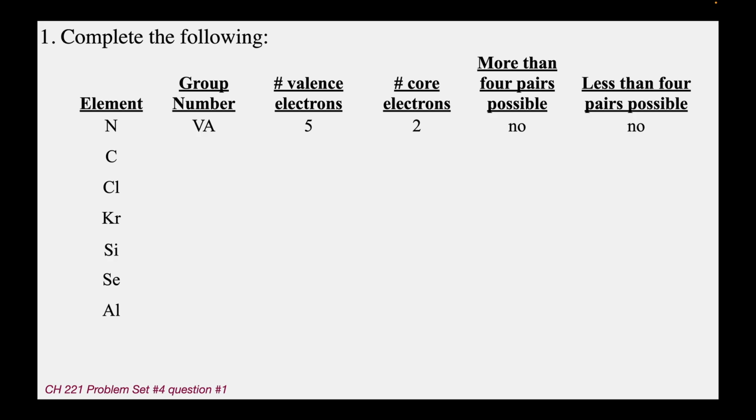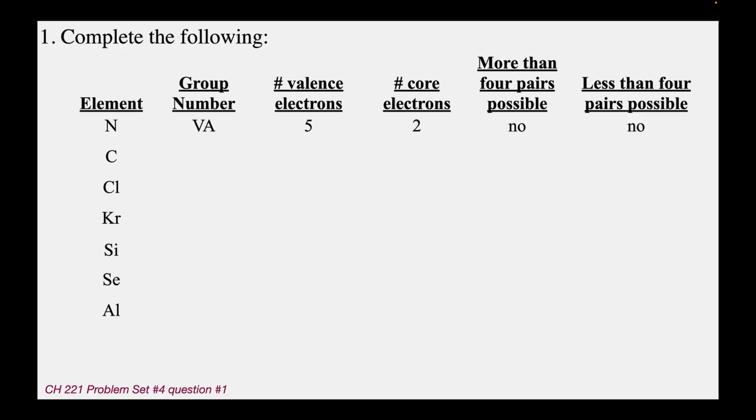Less than 4 pairs possible is possible when you have boron, aluminum, beryllium, those kind of things, but it's very rare for most of the other elements. So nitrogen cannot make systems with more than 4 pairs. It cannot make systems with less than 4 pairs. Nitrogen will always have 4 pairs.